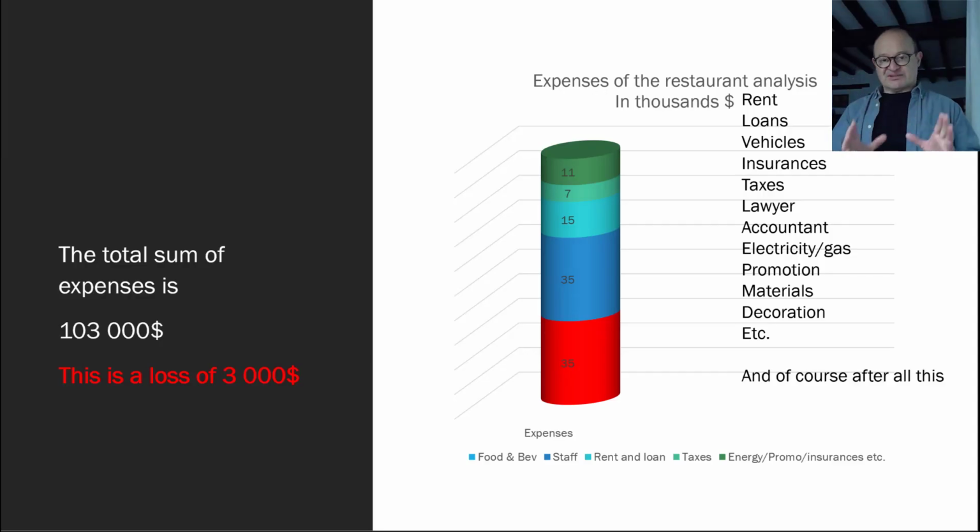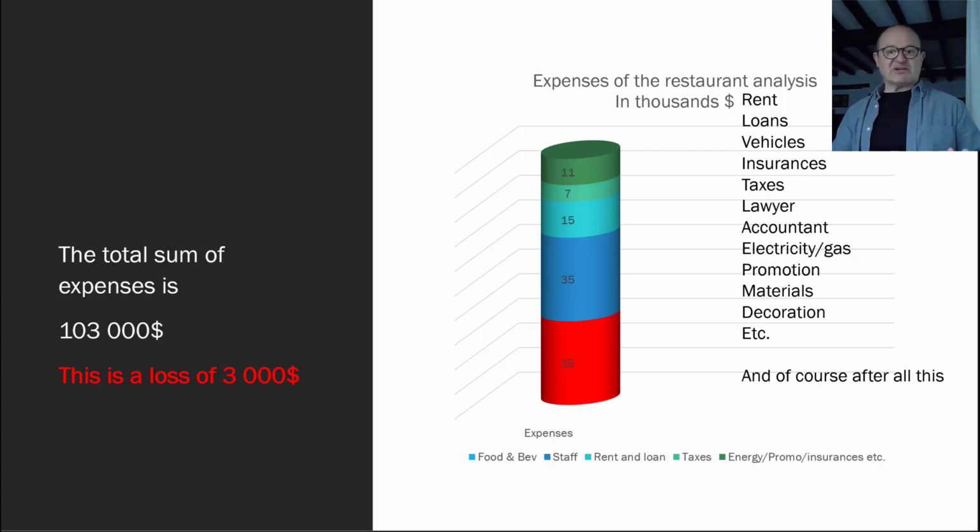If you look at this restaurant, $100,000, you have $35,000 going for the food. You have another $35,000 going for the staff and the social charges, the staff food, the staff uniform, and so on. So this is already $70,000 which are gone.